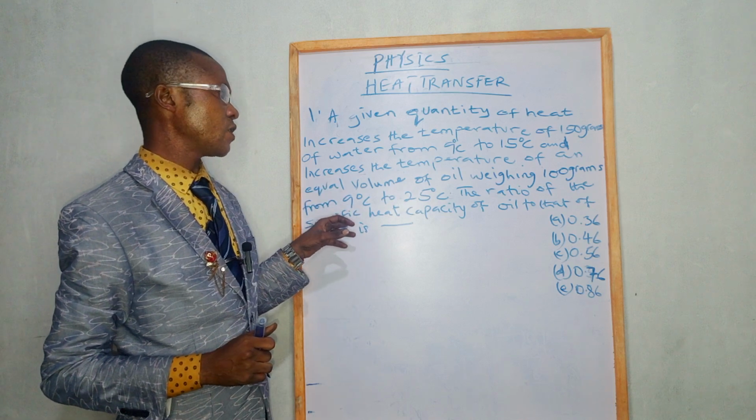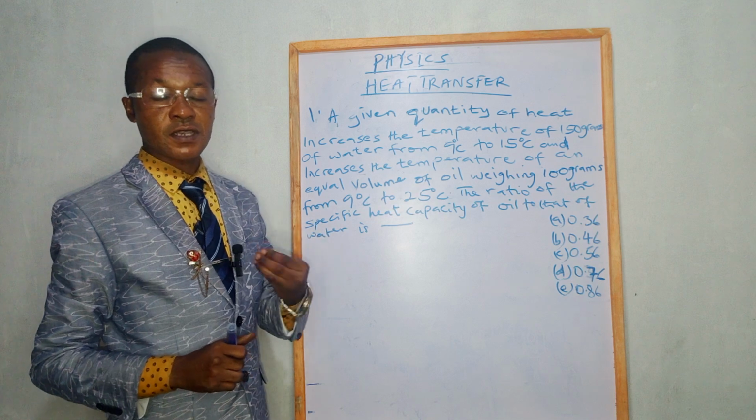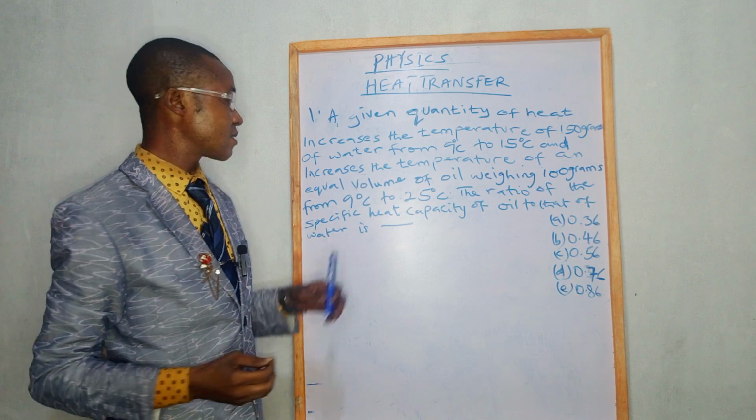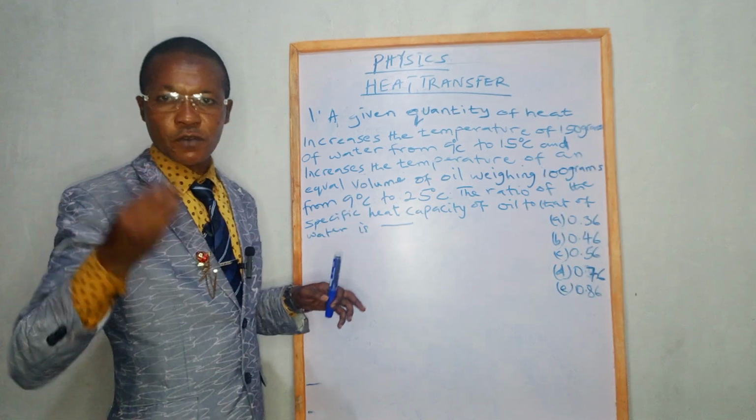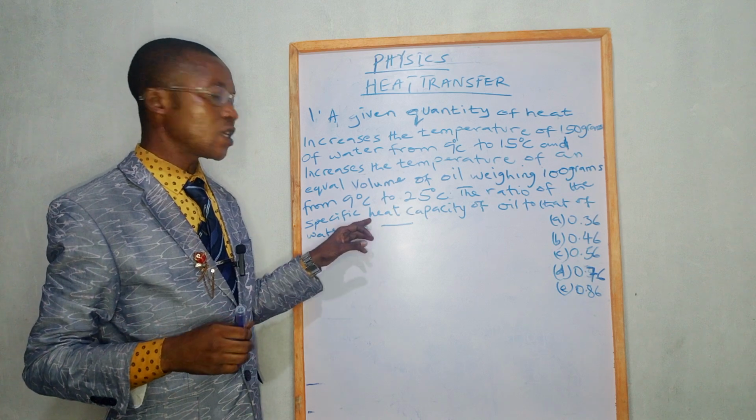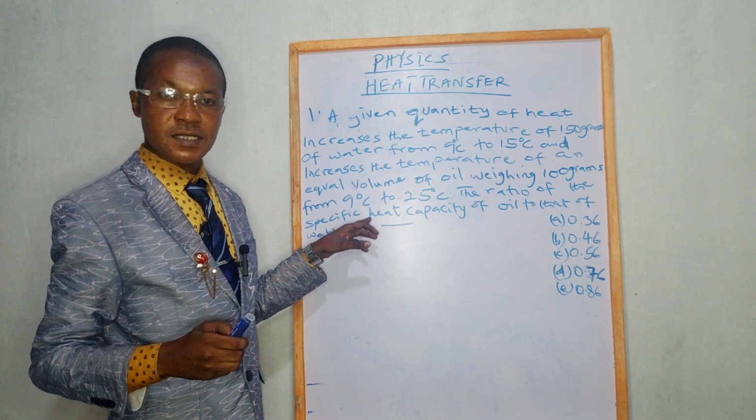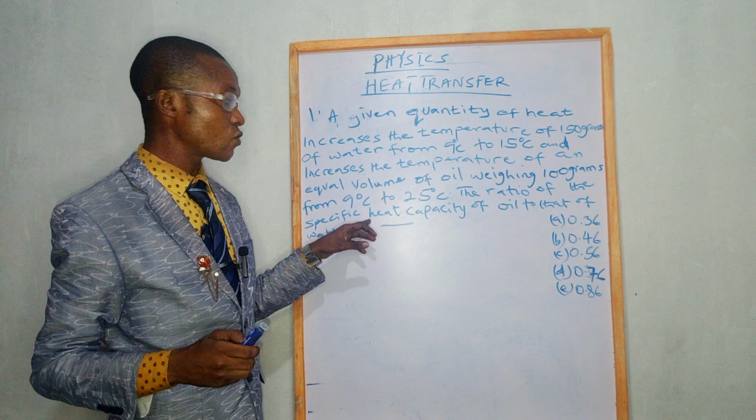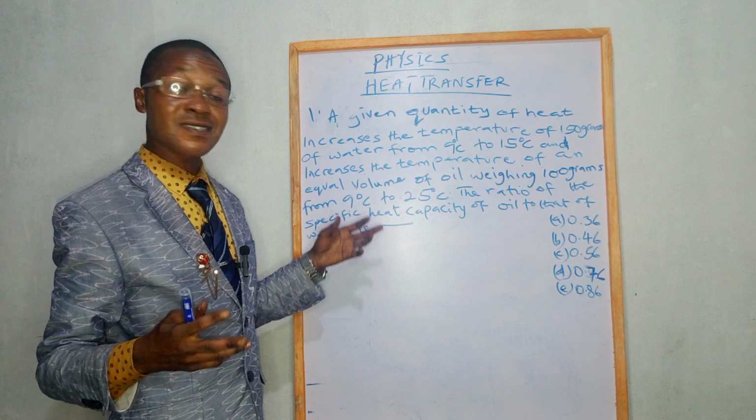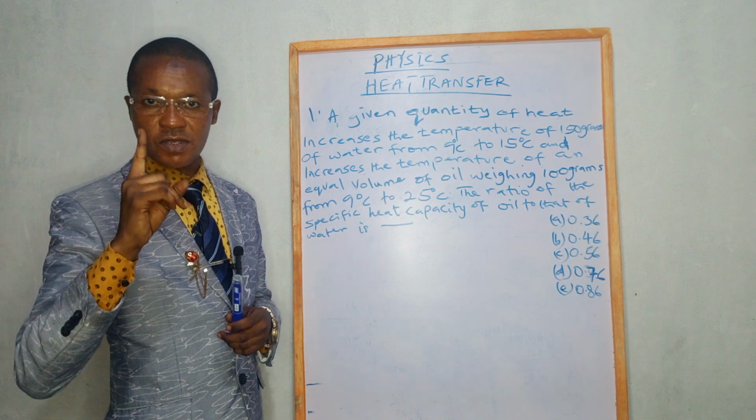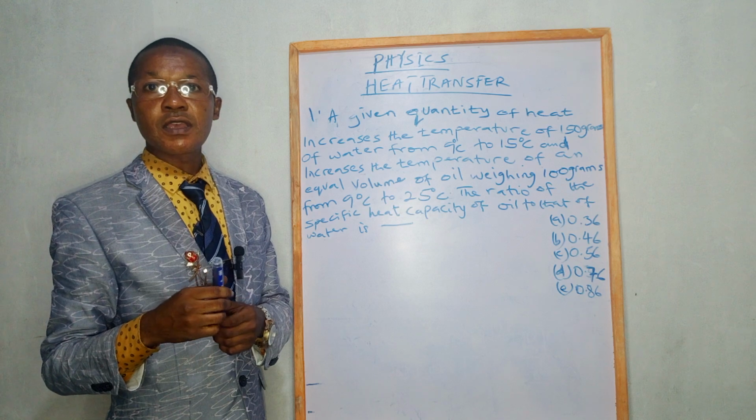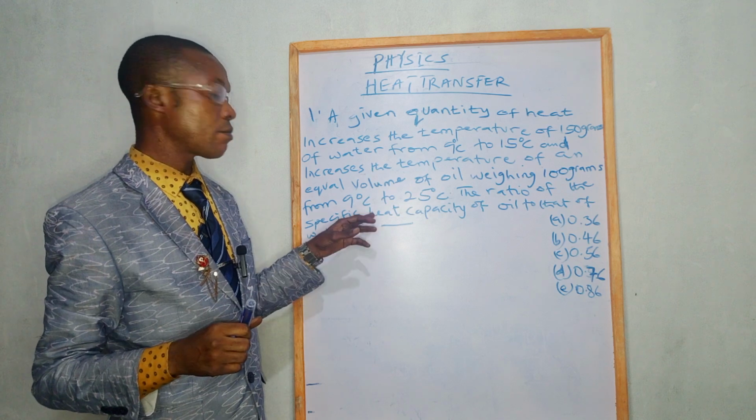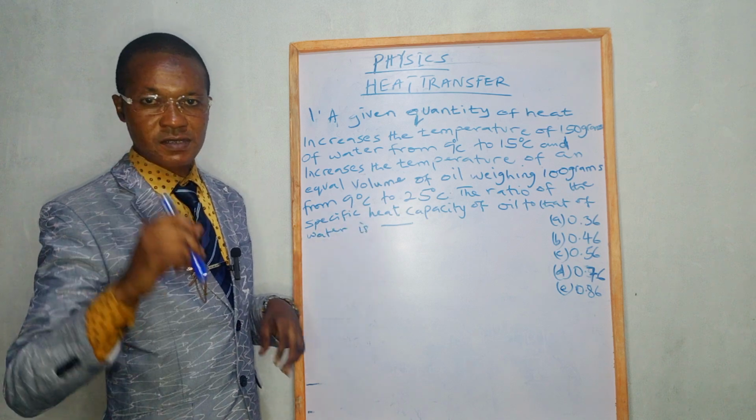Then coming to specific heat capacity. Specific heat capacity is defined as the amount of heat required to raise the temperature of 1 kilogram of a body by just 1 degree Celsius.